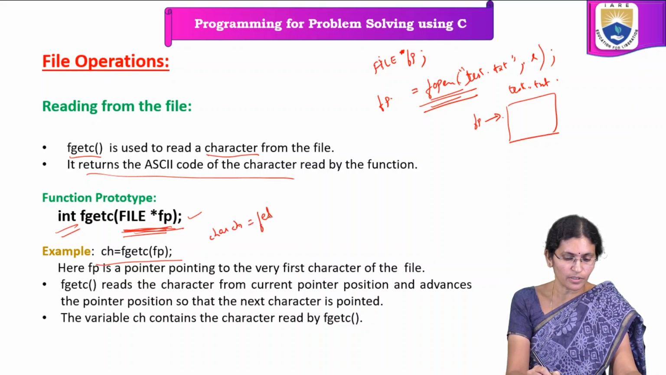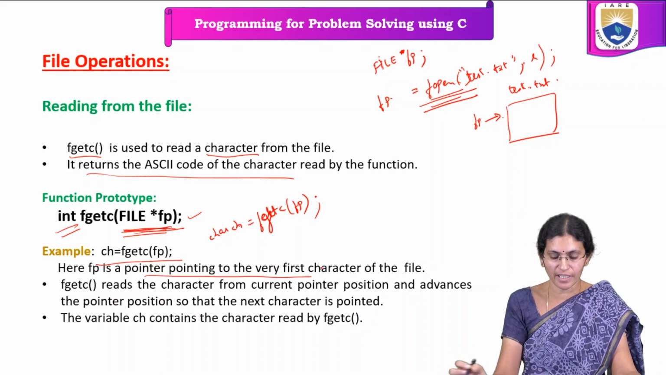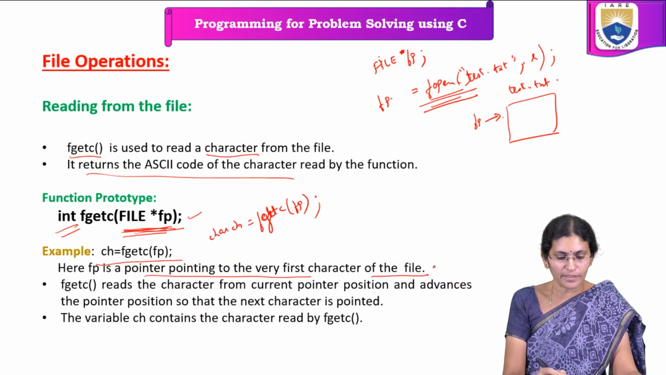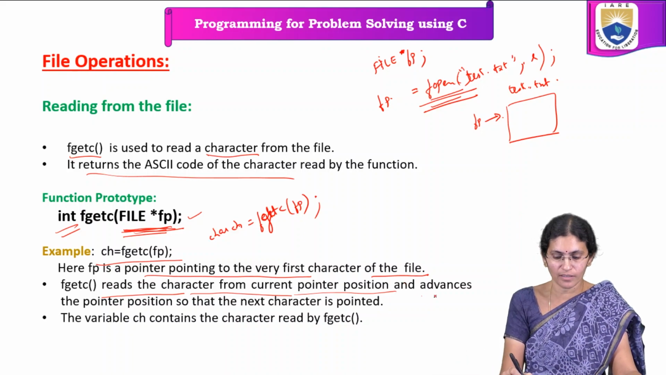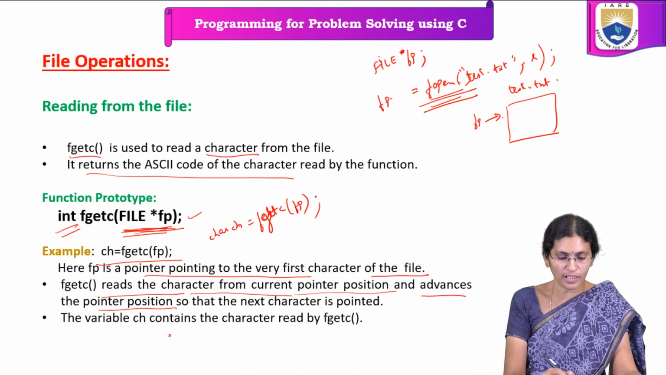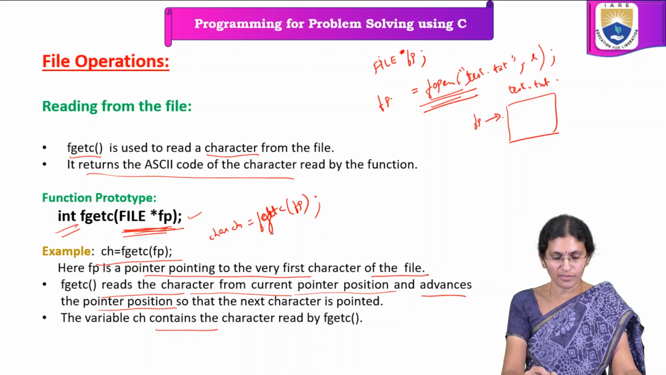Char ch is equal to fgetc(fp), where fp is a file pointer here. So here fp is the pointer which is pointing to the very first character of the file. By means of this we can read the character from the current position, and then after reading from the current position, the pointer is advanced. The pointer position is incremented by 1. So variable ch will contain the character which is read by the function fgetc.